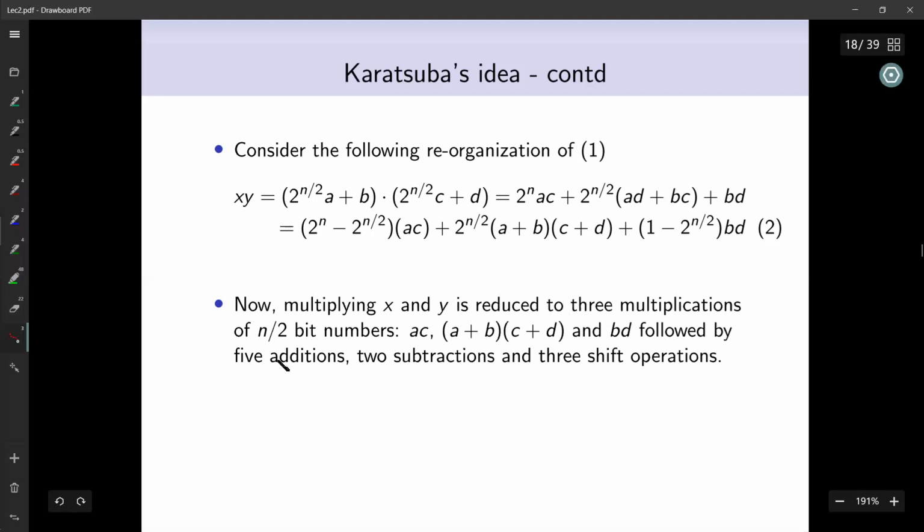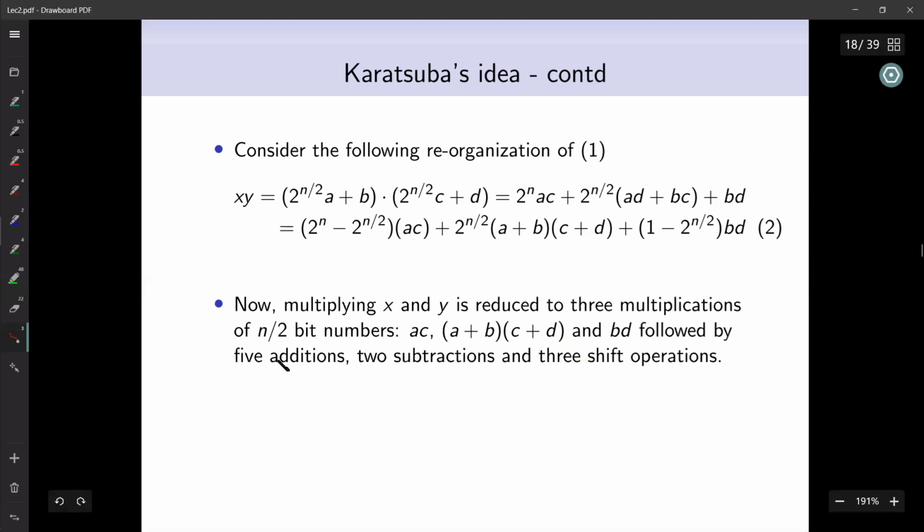There's a small catch. In fact, A plus B and C plus D are not n/2 bits, they are n/2 plus 1. Let's ignore it for a moment. Not a big deal, as we'll see later on. This is followed by how many additions? 1, 2, 3, 4. I wrote it as 5, but it is 4 additions and 2 subtractions, and how many shift operations? 1, 2, 3. In fact, 4 shift operations. It should be 4, not 3.